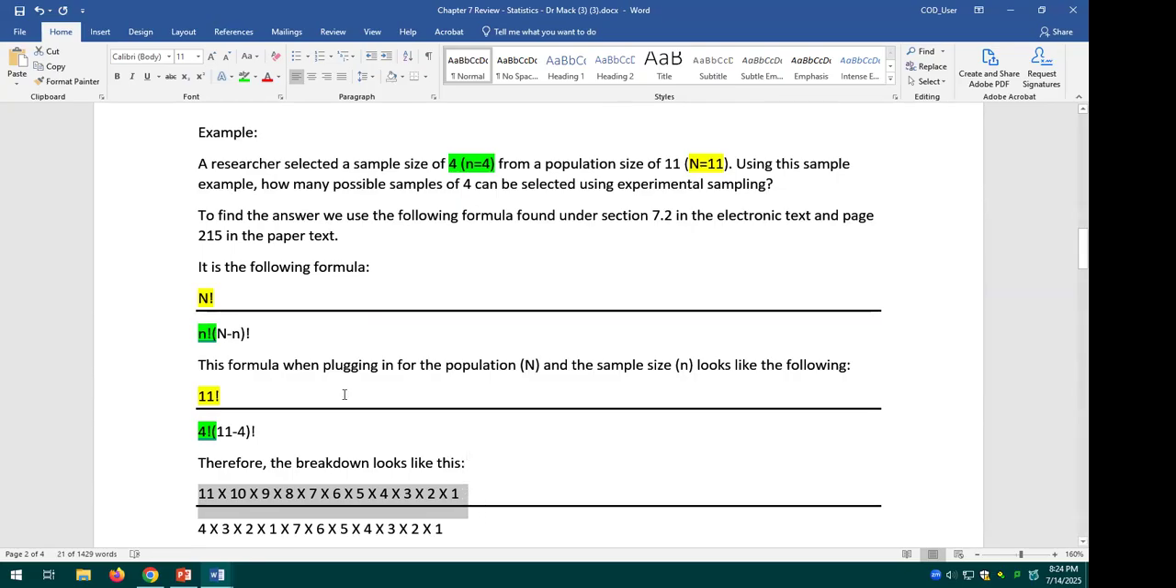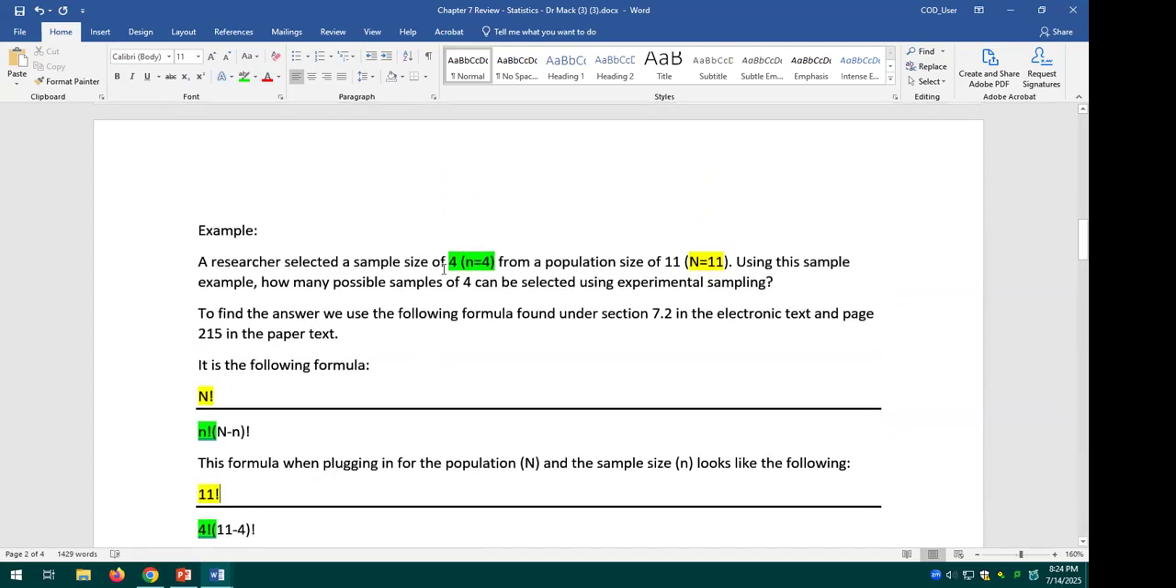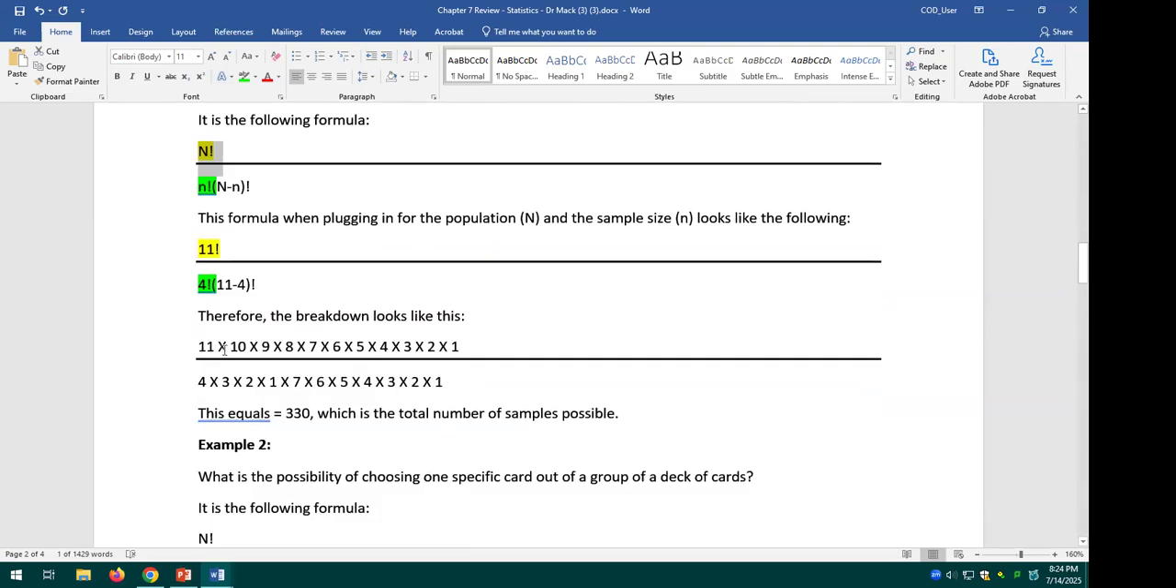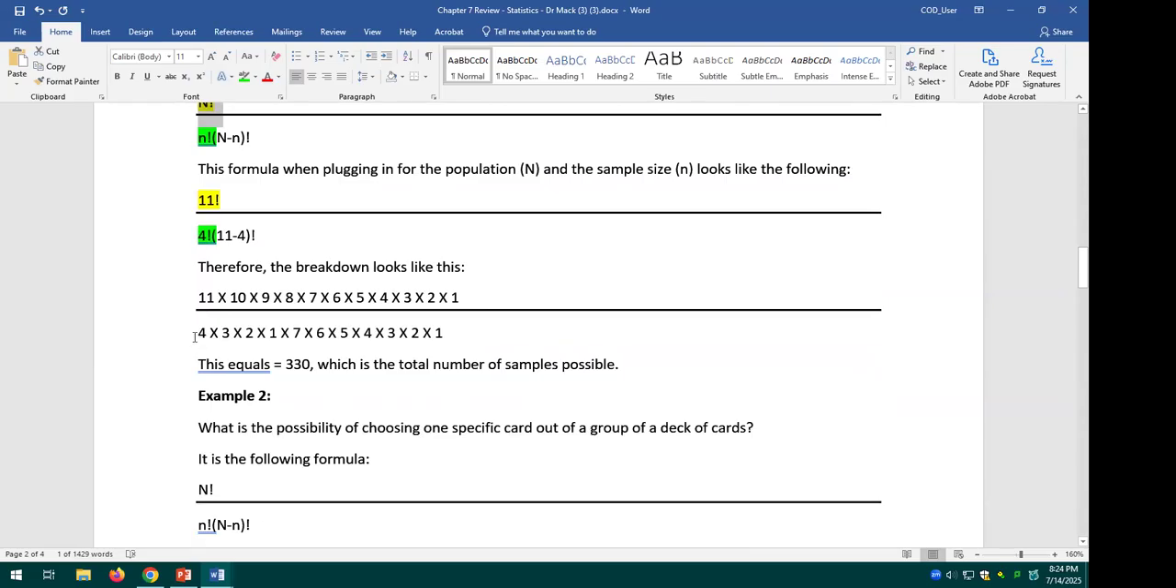Because that's the numerator, we're trying to say, if we wanted to know how many times we can select 4 sets out of 11 numbers, we start with taking the population and multiplying it all the way down to 1, the largest number. Then for the denominator, the 4 exclamation point is 4 times 3 times 1. We do the math, 11 minus 4, which is 7, that's left over. And then it's times 7 times 6 times 5 times 4 times 1, which is 330 number of samples possible.